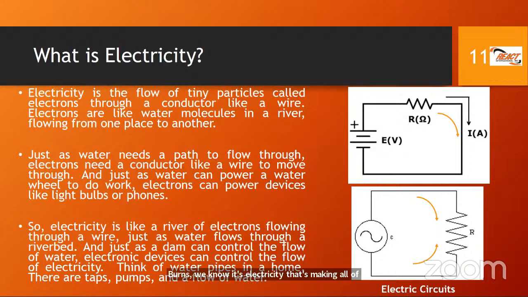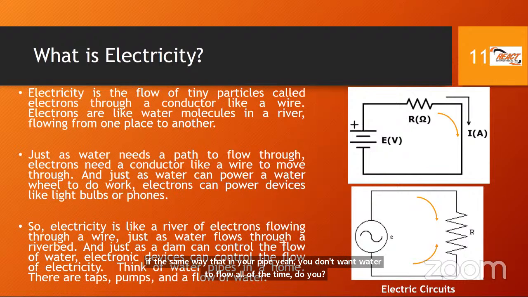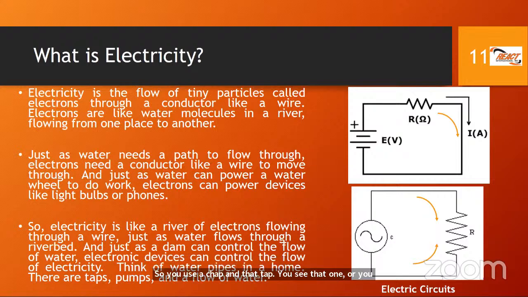So we say that electricity is like a river of electrons flowing through a wire. Just as in the case of your home water supply, it's a flow of water. That's the analogy that we'll be using over the next several sessions, the use of water as an analogy. In your pipe, you don't want water to flow all of the time, do you? So you use a tap, you open the tap, and then water will flow. And when you no longer require water to flow, let's say into a glass, you will turn off the water supply. You will take that tap and turn it off.